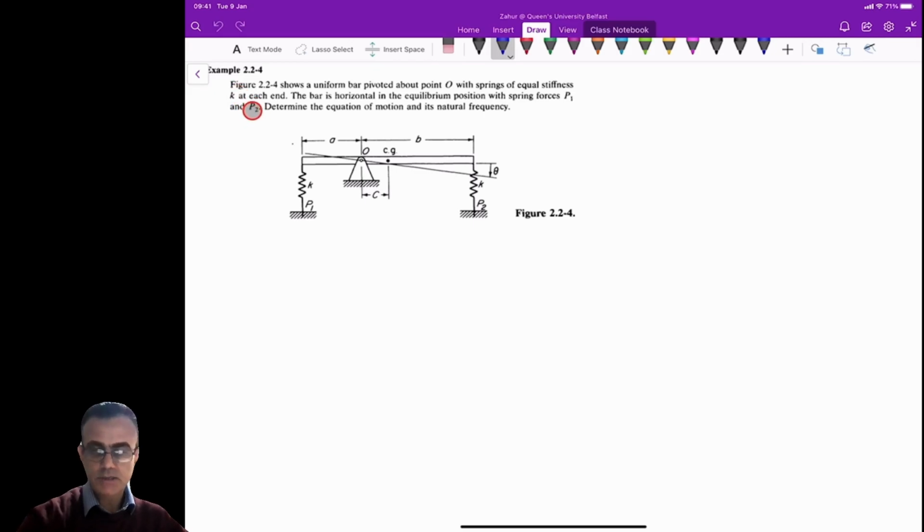Okay, in this numerical example, Figure 2.24, which is this figure here, shows a uniform bar pivoted about point O. So it's a pivot point here, about point O with springs of equal stiffness. So this is K and K. At each end, the bar is horizontal in the equilibrium position with spring forces P1 and P2. So in equilibrium position, we have spring forces P1 and P2.